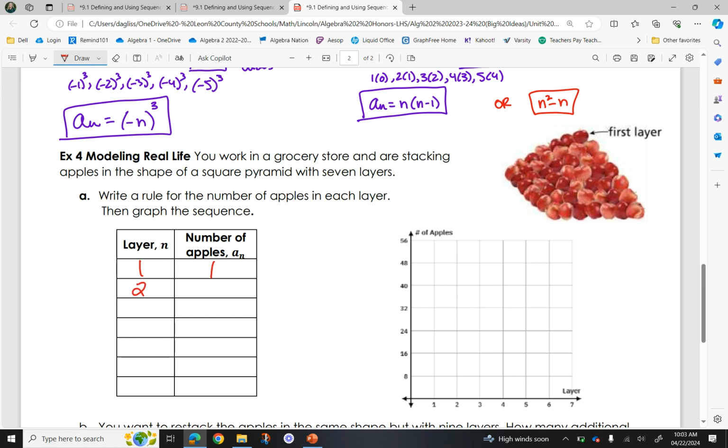So how many apples do you think will be in layer 2? 4. How many apples will be in layer 3? 16. I'm just kidding. What pattern are you doing? You're squaring them. Why? What told you to do that? Because that's the volume of a pyramid per layer. That's how you calculate it. It's a square pyramid, so each layer is a square. So keep that pattern going. Fill in your table and plot your points.